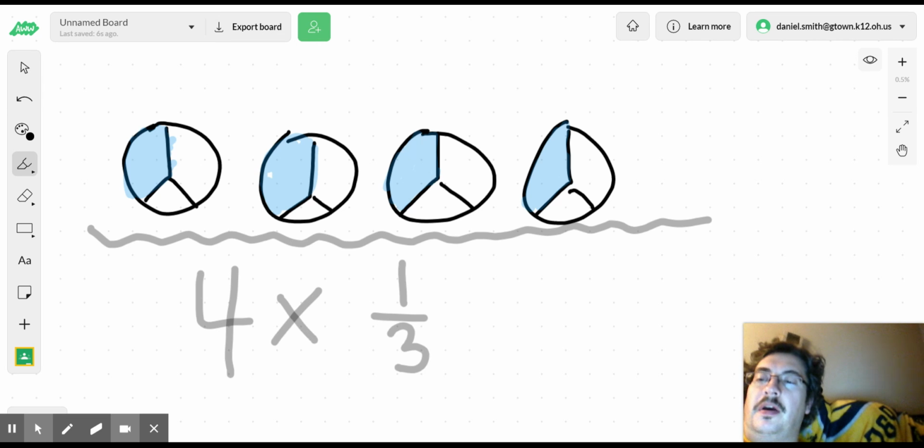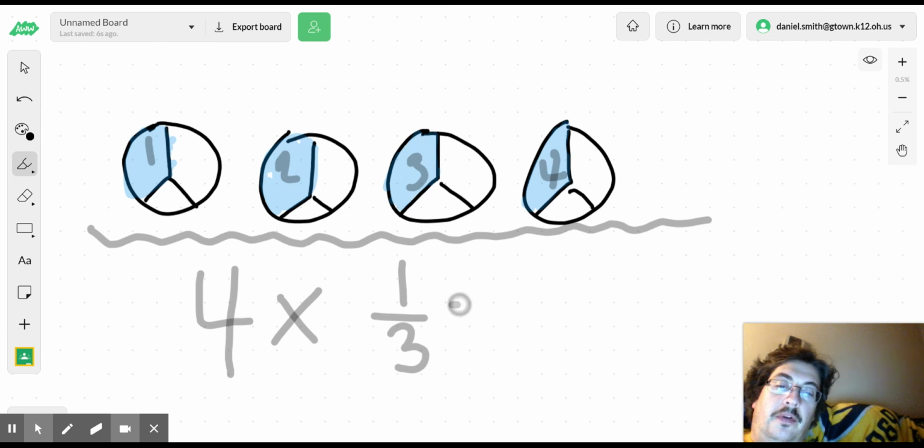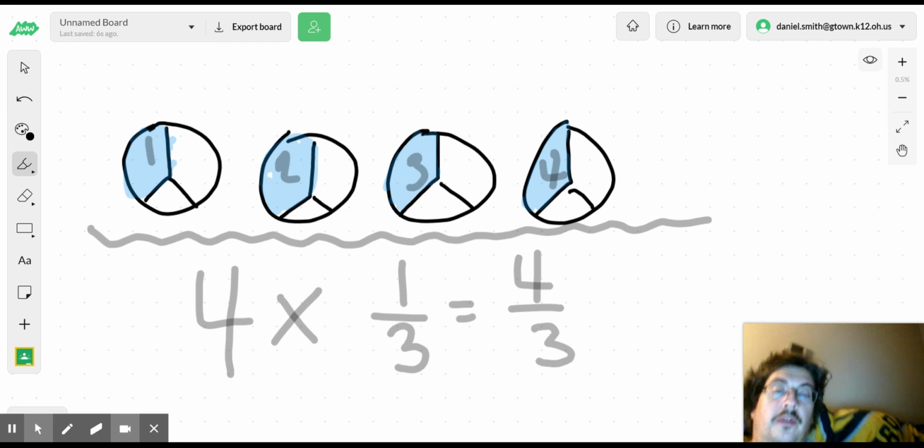And I can figure this out easily by using the model. I know I have 1, 2, 3, 4 thirds represented. And so my product of 4 times 1/3 is 4 thirds. I can also put a 1 underneath my 4 here, multiply the numerators 4 and 1 together to get the 4 in the numerator place in the product. And I can multiply my 1 and 3 in the denominators to get my product's denominator of 3.